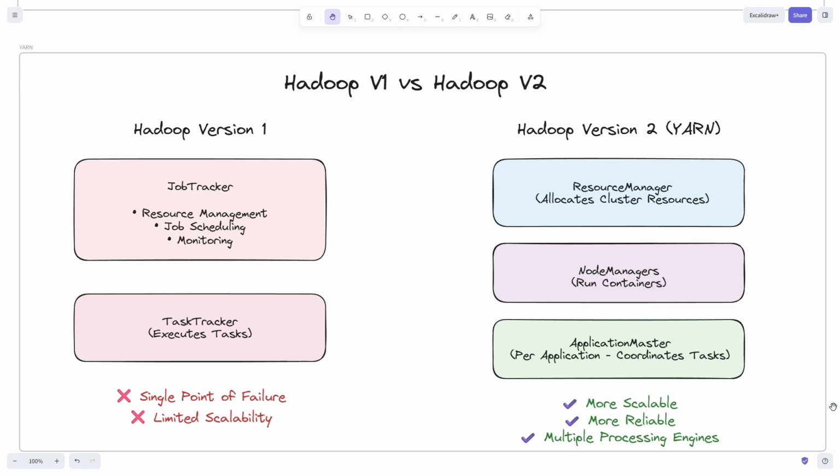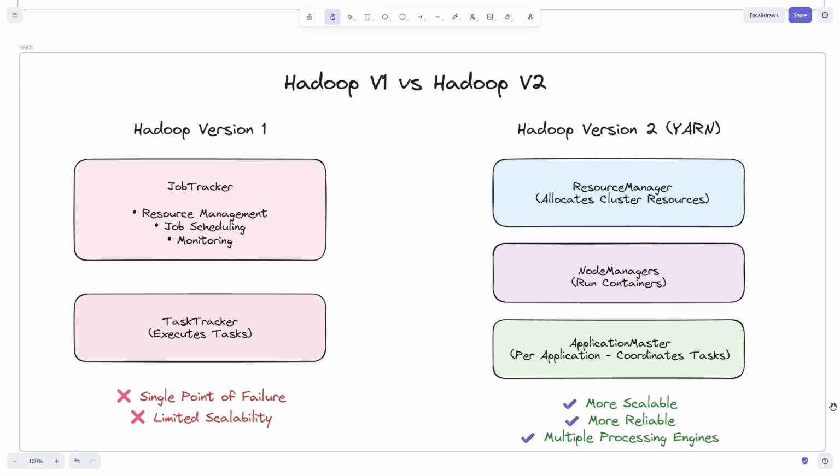For each application, Yarn creates an application master. The application master negotiates resources and coordinates task execution. A container represents allocated CPU and memory. Tasks run inside containers. Containers provide resource isolation and efficient utilization.